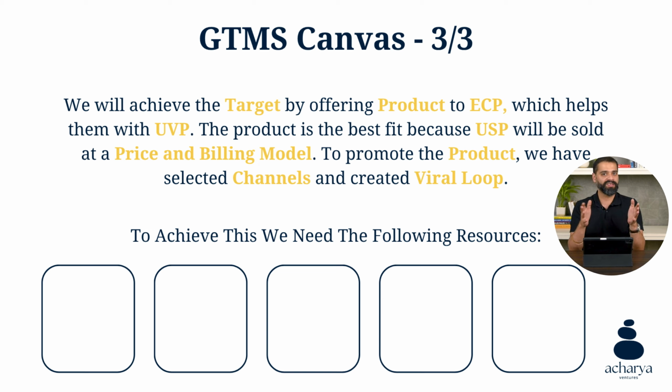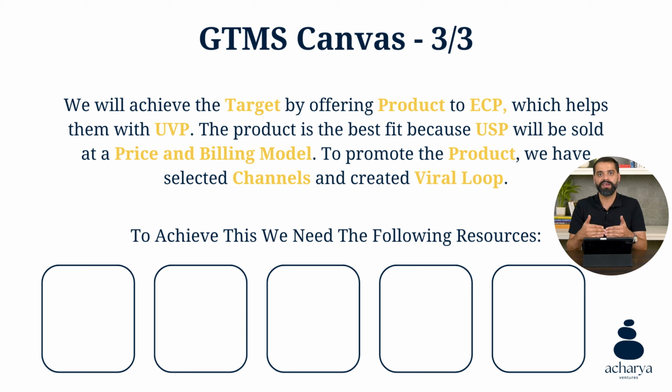by offering X product to X expected customer profile, which helps them with this particular unique value proposition. This product is the best fit because your unique selling proposition will be sold at a price and a billing model. To promote your product, you have selected this particular channel and have created this particular viral loop. That's your entire GTMS in 3 lines.